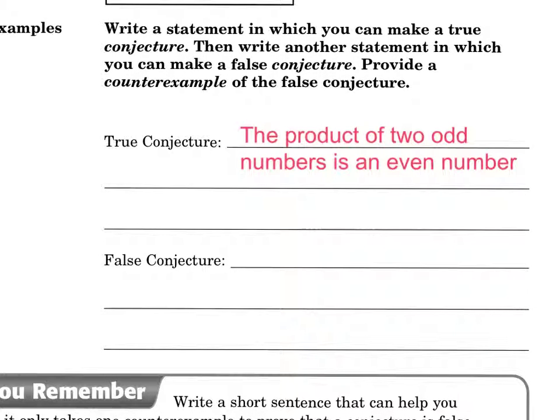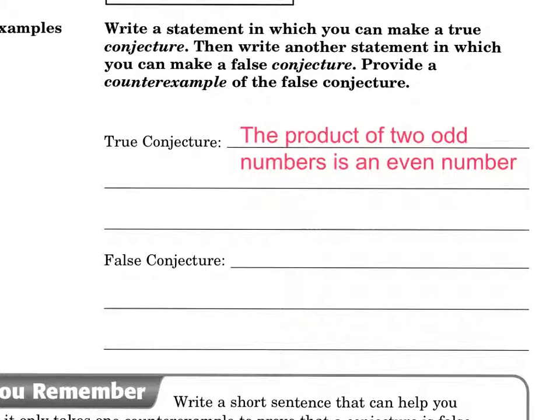The product of two odd numbers is an even number. Now that's a true conjecture because no matter how many different numbers we think of, 3 plus 5, 11 plus 33, 191 plus 257, whenever we multiply the two odd numbers, we're always going to get an even number.